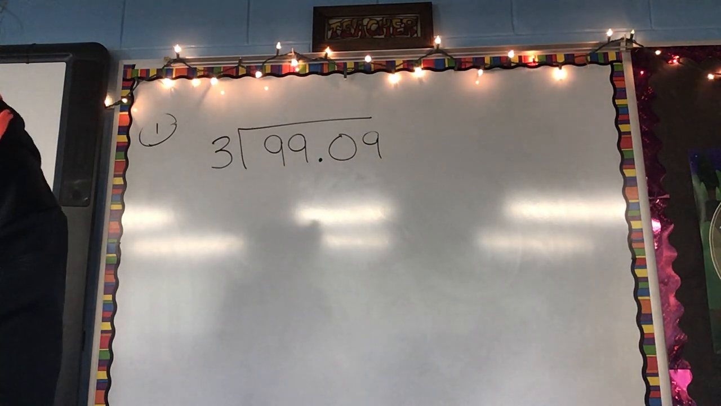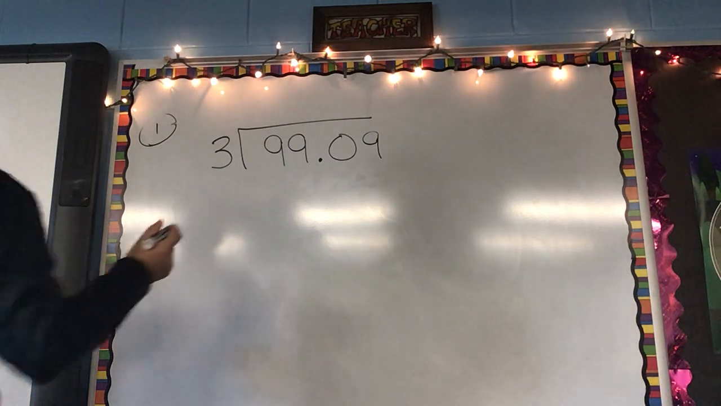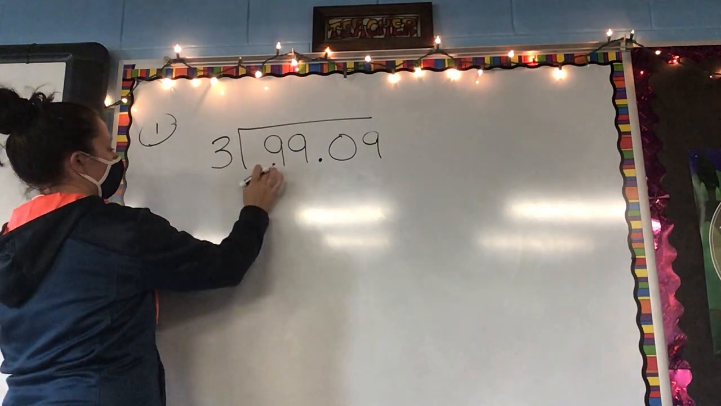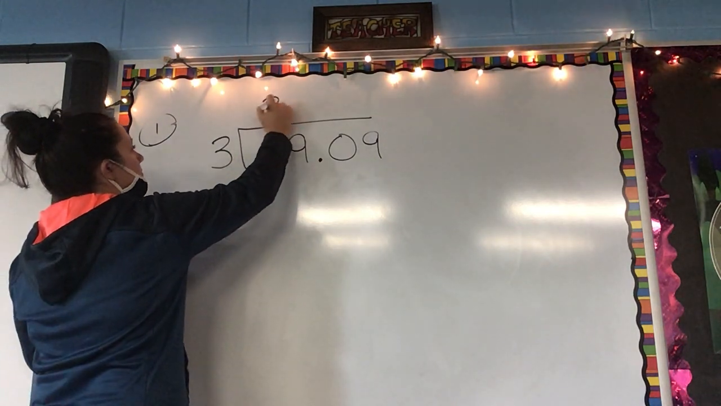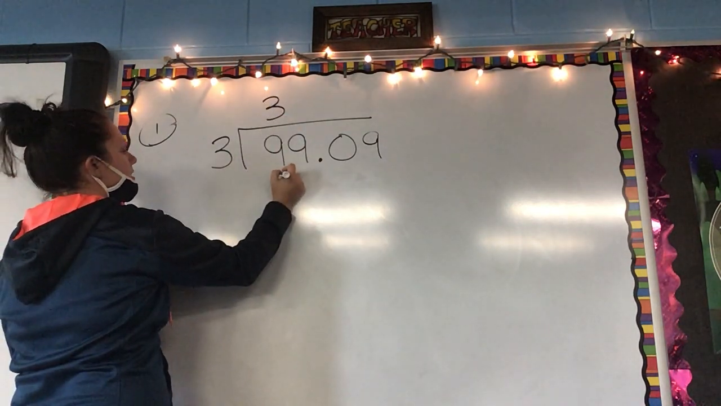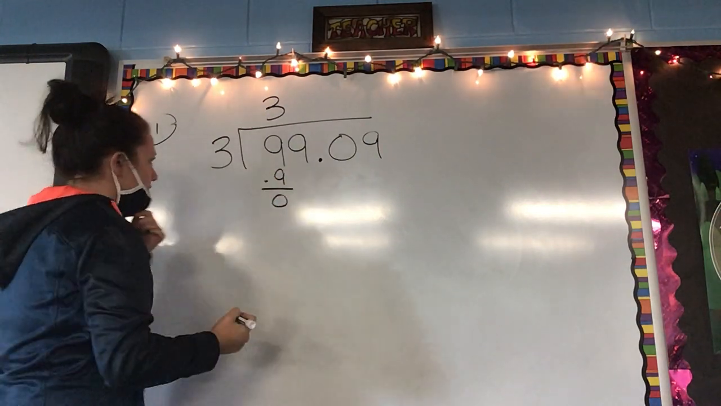What is my first step? Sophia? Can 3 go into 9? Yeah, can my 3 go into my 9? So I'm dividing like normal, right, Sophia? Yeah. All right, so how many times does that 3 go into the 9? Everybody? 3. Because 3 times 3 is? 9. Do I have anything left over?